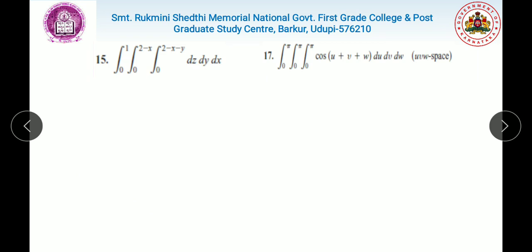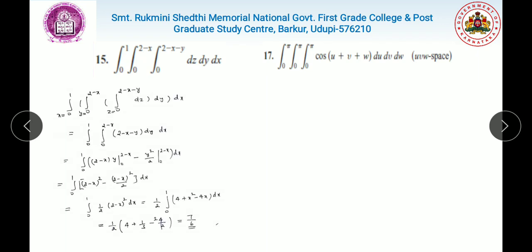Question number 15. Okay, now innermost variable is z, so integrate, put the limits, it turns out to be 2 minus x minus y, then integrate with respect to y, 2 minus x is constant, integral of y is y square by 2, evaluate by putting the limits, and then finally integrate with respect to x, so that turns out to be 7 by 6.